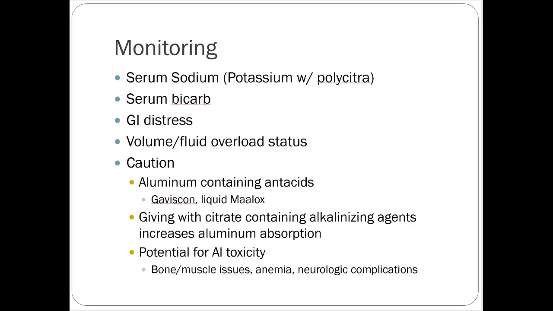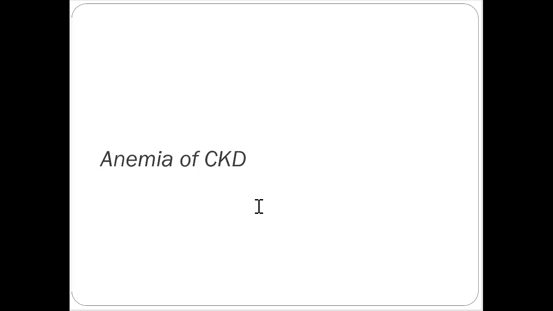There are some aluminum-containing antacids that can cause issues. Generally speaking, giving them with a citrate product, you can actually increase the absorption of aluminum, and it can be toxic if you get too much in. So if somebody takes Maalox or Gaviscon for heartburn regularly, they could potentially be at risk. So it's something to think about, especially if somebody has CKD. They probably aren't going to eliminate the aluminum as fast as a healthy person. And that's something that could potentially cause complications.